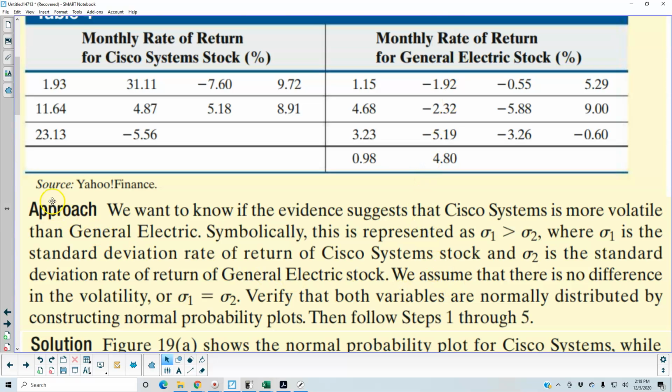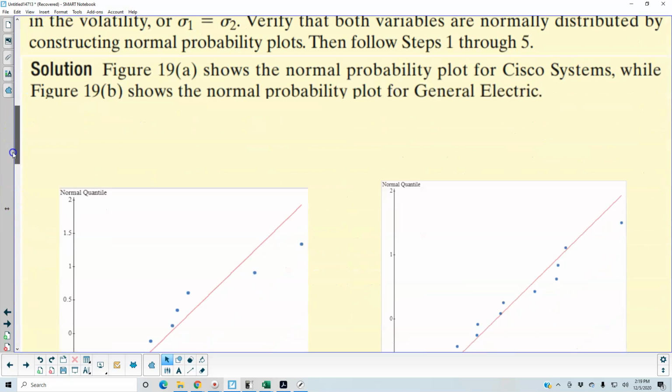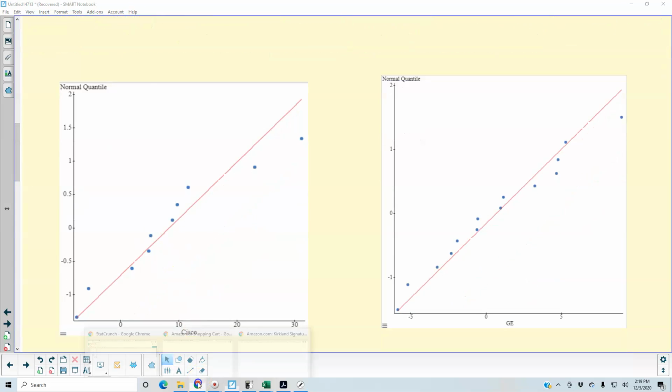Now, we assume that there is no difference in volatility, so the population standard deviation 1 is equal to the population standard deviation 2. We want to verify that both variables are normally distributed by constructing normal probability plots, and then we're going to follow steps 1 through 5. So let's take a look at the data on StatCrunch.